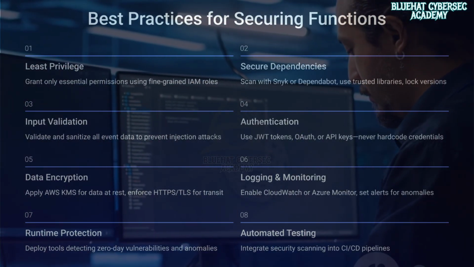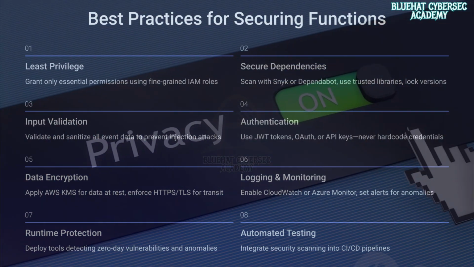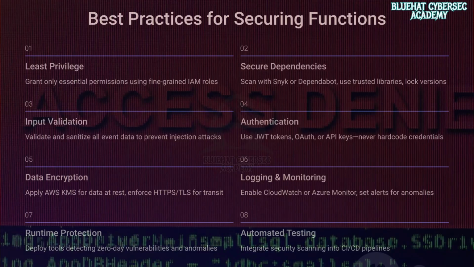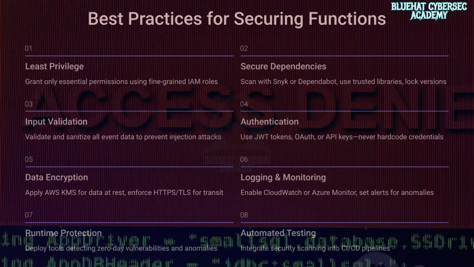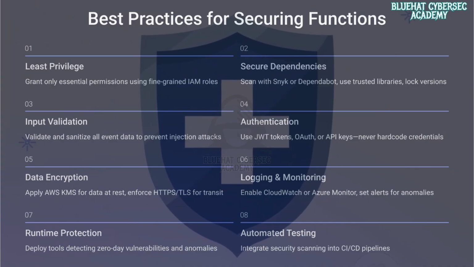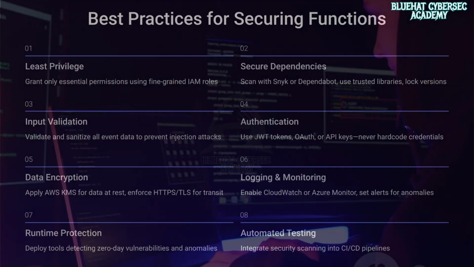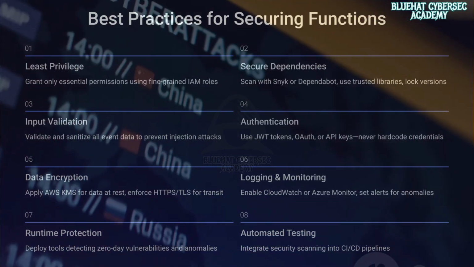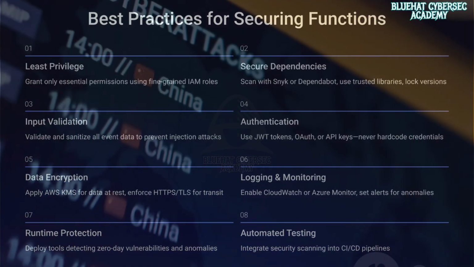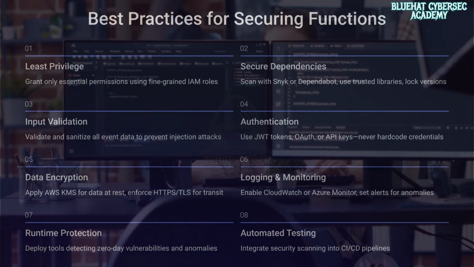First, apply the principle of least privilege. Always grant functions only the permissions they absolutely need. For example, in AWS Lambda, avoid giving full administrative access. Use fine-grained IAM roles scoped to specific resources. Next, secure your dependencies. Use only trusted libraries from reputable sources. Scan regularly for vulnerabilities with tools like Snyk or Dependabot, and lock dependency versions to prevent unintended updates.